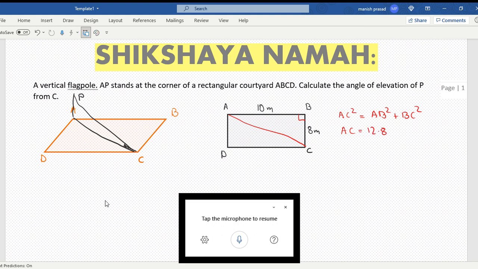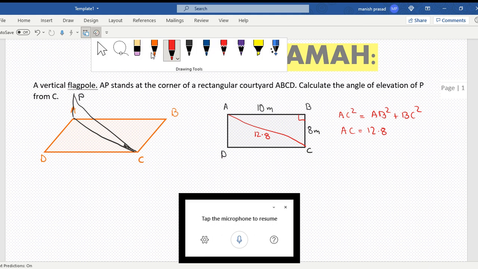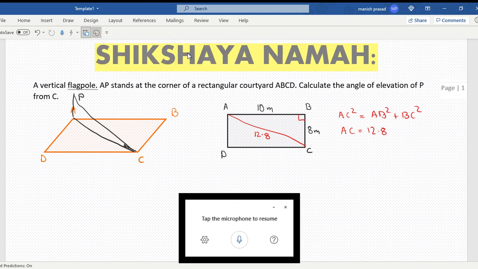Okay. Now, so here we put it down. Now we have to look at triangle PAC. That's the basic triangle that we are looking for. So let's make triangle PAC. This is our PAC. P, A and C. Now the pole PA makes 90 degrees with the ground. We found AC as 12.8. The AP is given as 6. And we have to calculate this angle. So let this angle be X.